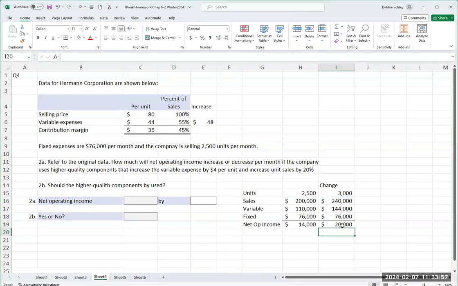Here was my original and here's my new. So it increased by, the difference is 6,000. Obviously, we're making more money, so the answer to should we do the higher quality components? The answer is yes.